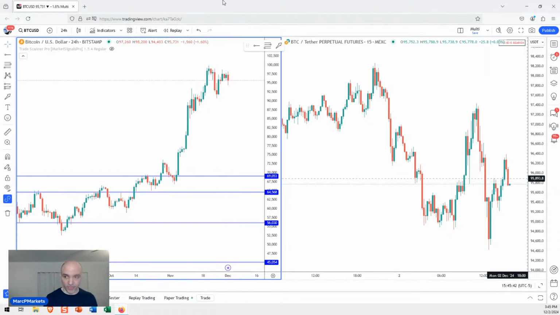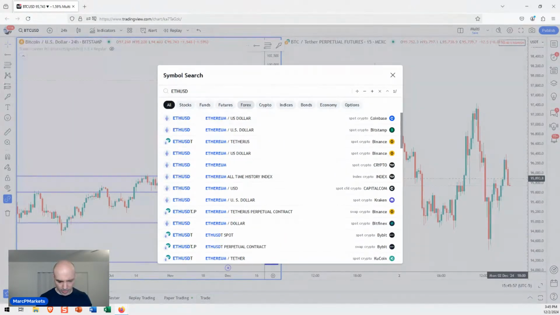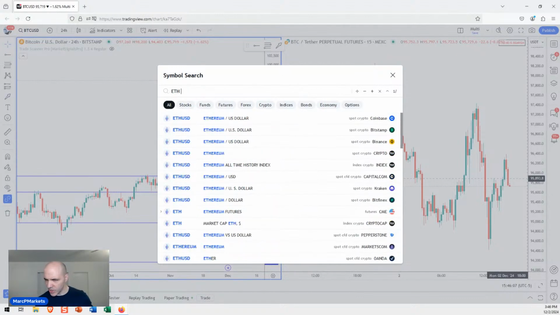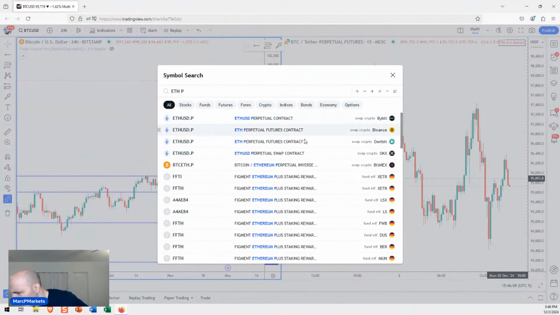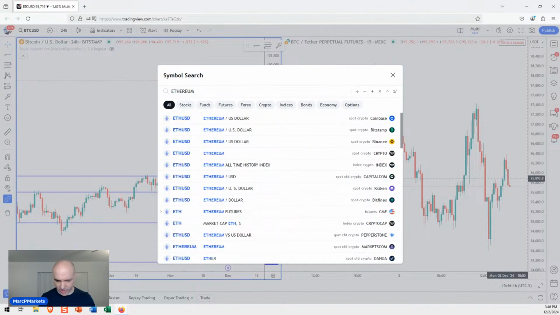Now, what I want to do here is switch the script to Ethereum. All right. So we're going to go to Ethereum, ETH. Let's see which one. I'm going to go to the perpetual futures contract, right? I'm going to put P, and we're going to look at MEXC. Where's my MEXC on here? I think I just have to put ETH and then P. And I should have my MEXC. No? Do I have to spell out the whole thing? I think I have to spell it.